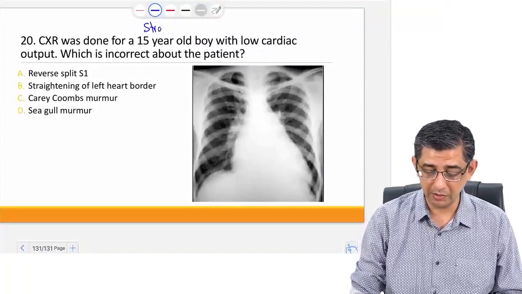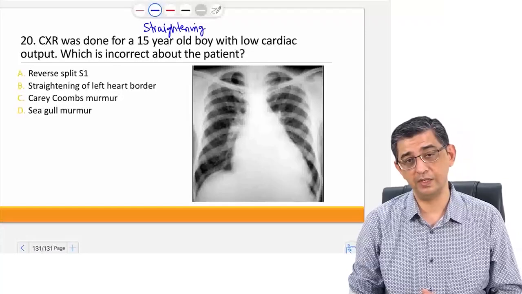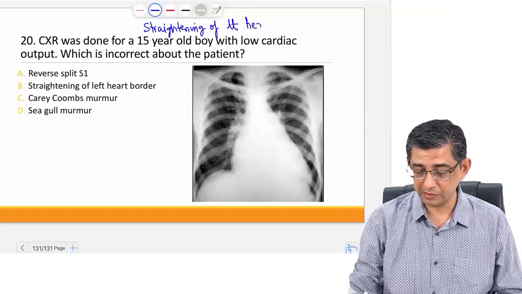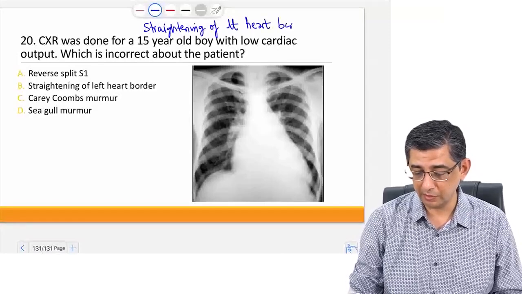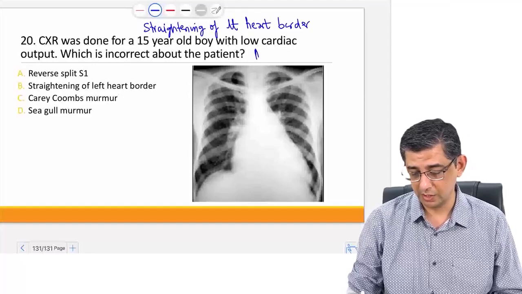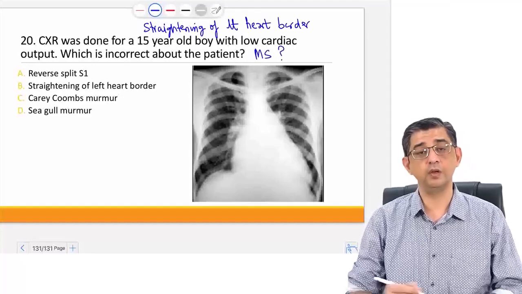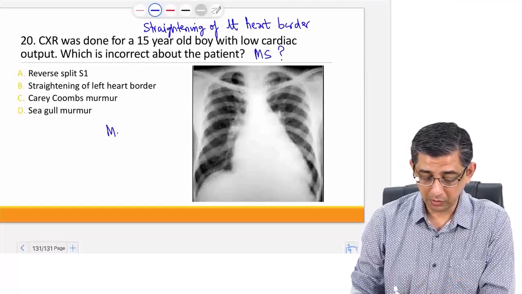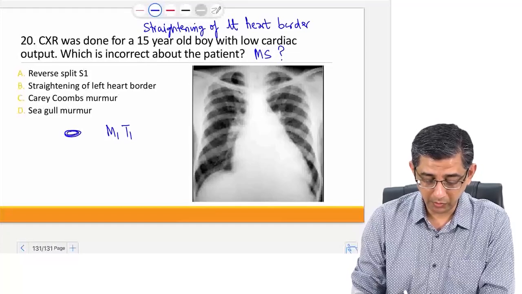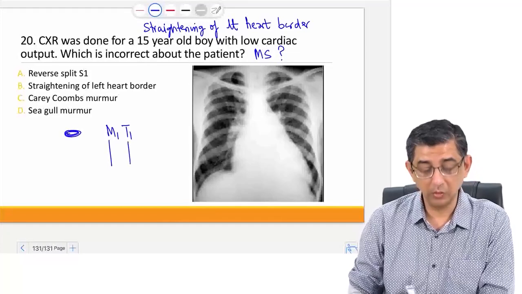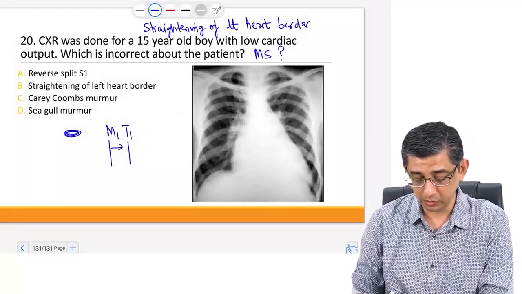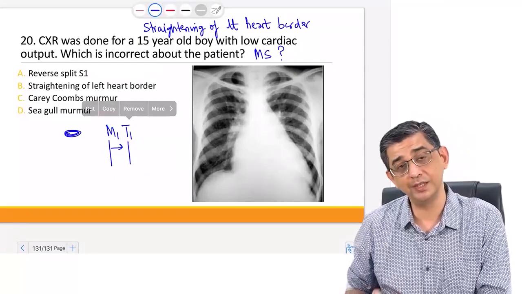The main keywords in the MCQs are, one, the age of the patient, and second, the radiological finding. If it's a boy with straightening of the left heart border, the first thing I will think of here will be the presence of mitral stenosis. And if I look at option number A, reverse split S1. In mitral stenosis, the problem is the orifice will become relatively more narrow. So blood will take more time to go across this narrow area. So the mitral valve will close late. In fact, it might close so late that the mitral and tricuspid valves might close at the same time.